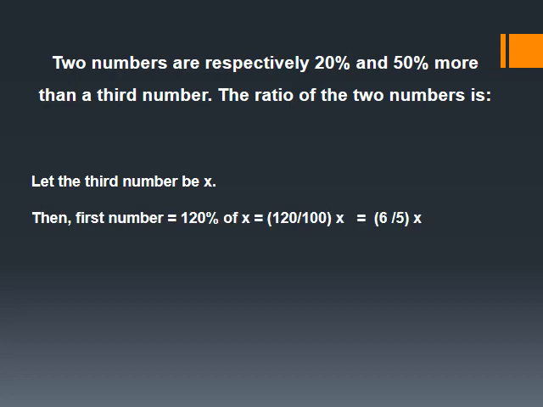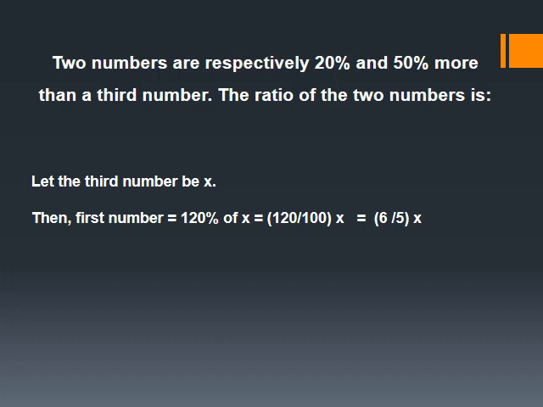Then the first number will be 20% more than x, and the second number will be 50% more than x. Whenever we say it's 20% more than x, we always take 120% of x. That is how we get it. 20% more than x means 120% of x. So 120% of x is what? 120 multiplied by x divided by 100. That is, 120 by 100 multiplied by x. It's the same thing, because it is a percentage of x. So we will get 6 by 5 x. So that is the first number.